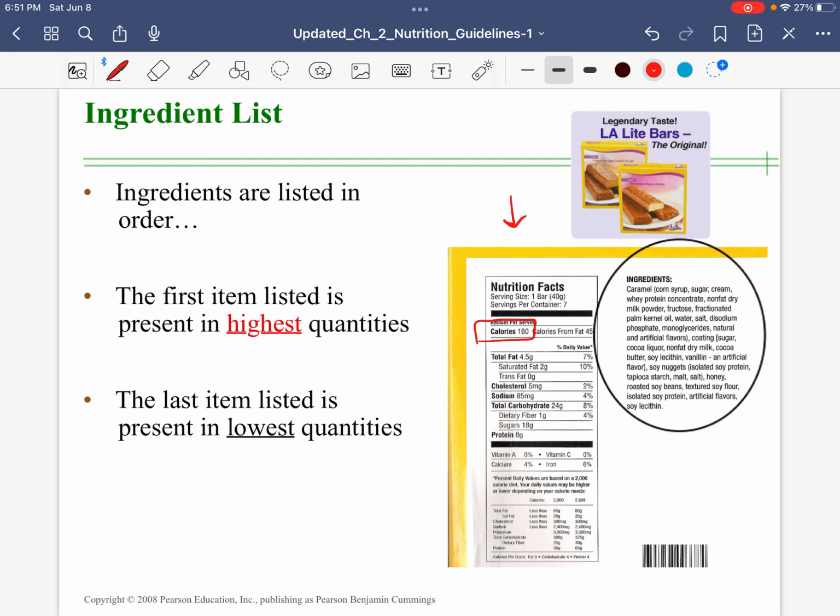there will be an ingredient list. Now this is cool. You may not know this. What is listed first is what is present in that food in highest amounts. Look at the first thing in these legendary LA Light bars. Caramel. In other words, sugar. Should be no surprise that a lot of these packaged foods have the most sugar because they want you to buy them because they taste good. So what's listed first is present in that food in highest amounts, and then it goes progressively down. What's listed last is in lowest quantities.